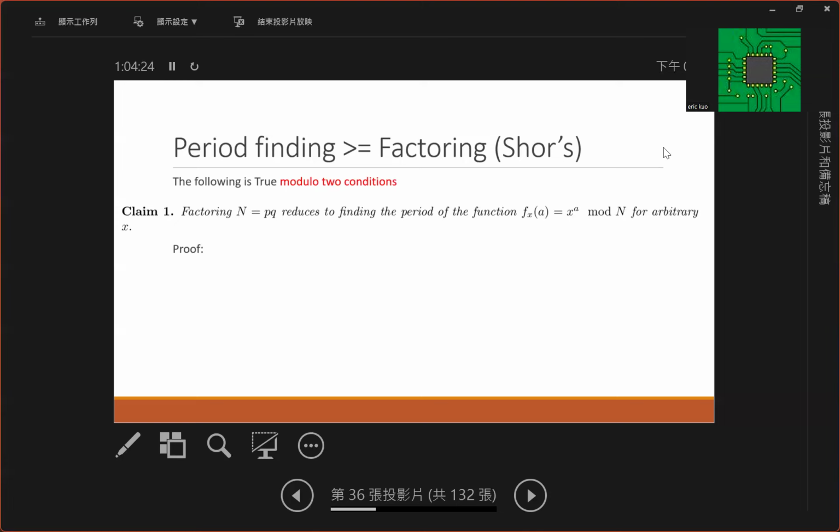Okay, maybe it's a little bit abstract. Let me use one example. For example, let's say n is 10. I take x to be 3.